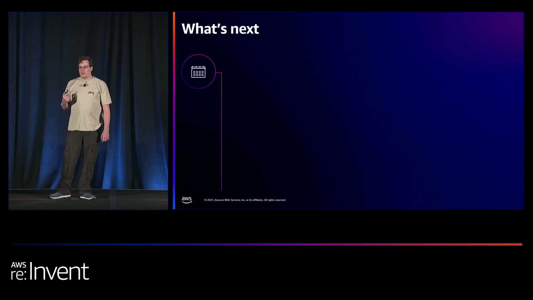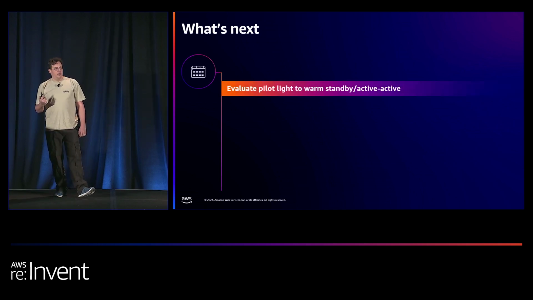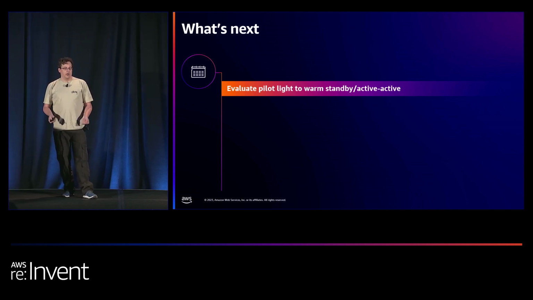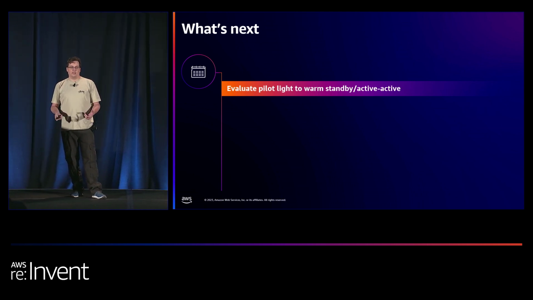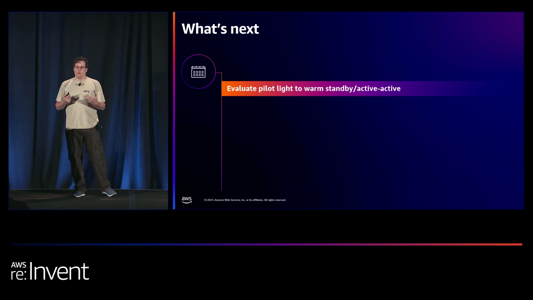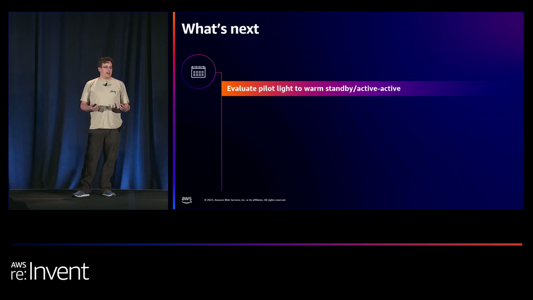And so what's next for us? Where are we going? We're going to evaluate pilot light to warm standby and active-active. As we continue to grow and the importance of our workloads increases, the ability to tolerate downtime or failure is going to be less tolerable. And so we may enter a world where having 5 minutes or 10 minutes of downtime or a blip in availability is no longer acceptable. We need to be able to guarantee that we're always on and always available.